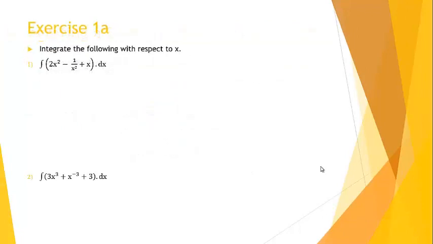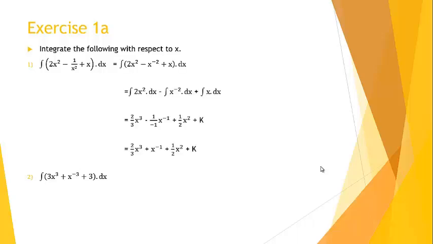Now try these questions by yourself. Integrate the following with respect to x. So the first question is the integral of 2x squared take away 1 over x squared plus x with respect to x. What we can do is distribute the terms inside the brackets into their additions and subtractions. So if you work out this question, you'll get the next step as integral of 2x squared take away x to the power negative 2 plus x with respect to x.